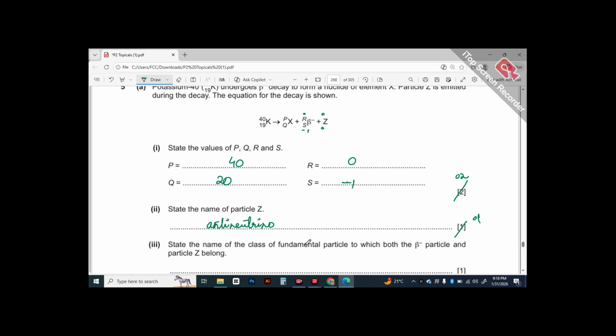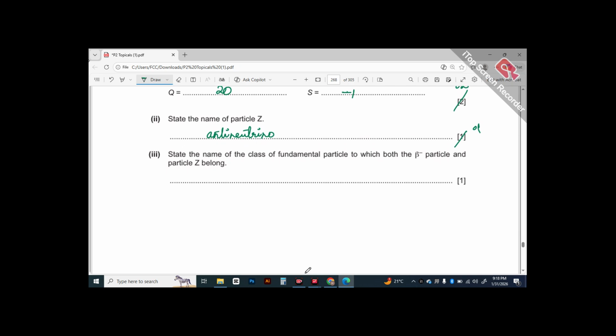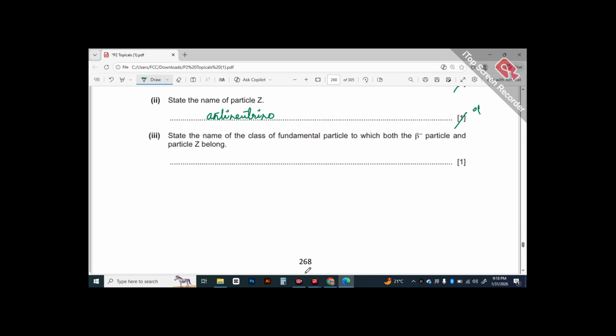Then state the name of the class of fundamental particles to which both beta negative particle and particle Z, which is antineutrino, belong. Who do you think they belong to? They belong to leptons.